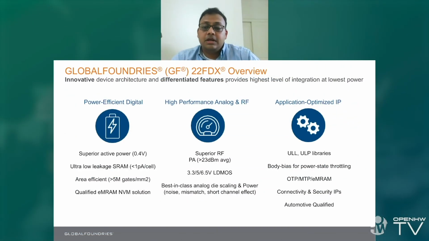Last, in terms of the IPs, we definitely enable UL and ULP libraries for different voltage domains. We have a whole slew of body bias enablement for both static and adaptive body bias, and a whole slew of memories. Because we see this technology has a huge advantage in terms of RF and millimeter wave, we have enabled connectivity and security IPs in there. And last but not least, this technology is Grade 1 qualified already and ideally suited for millimeter wave and 5G radar applications. And we have enabled both the technology and the IPs for automotive qualification.